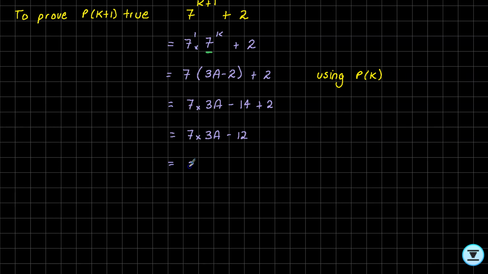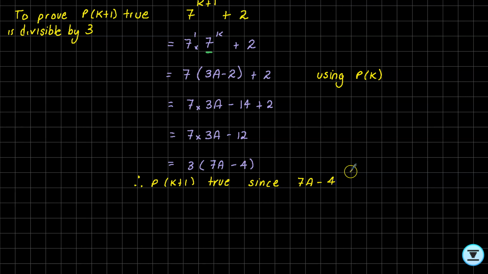And we can now pull out that common factor of 3. 7a take 4. So therefore, Pk plus 1 is true, aka it's divisible. So maybe we should put that back up there. When we say it's true, we're saying it is divisible by 3. So we've got, therefore, Pk plus 1 is true since 7a take 4 is an integer, because a was an integer.